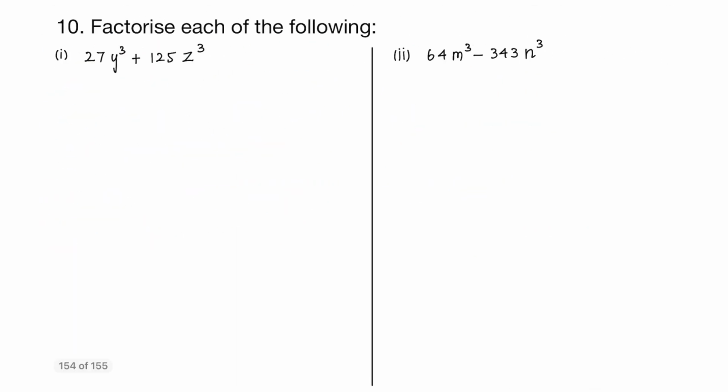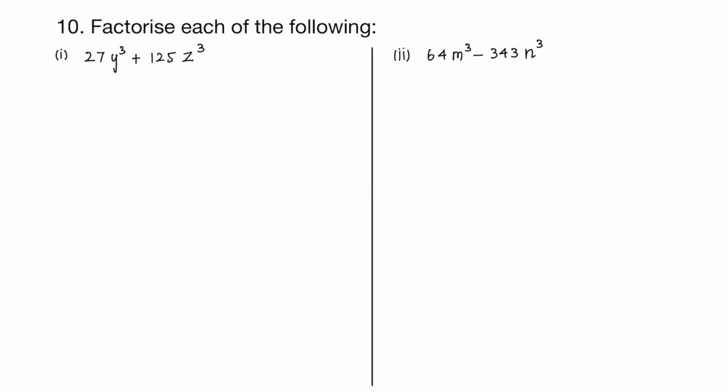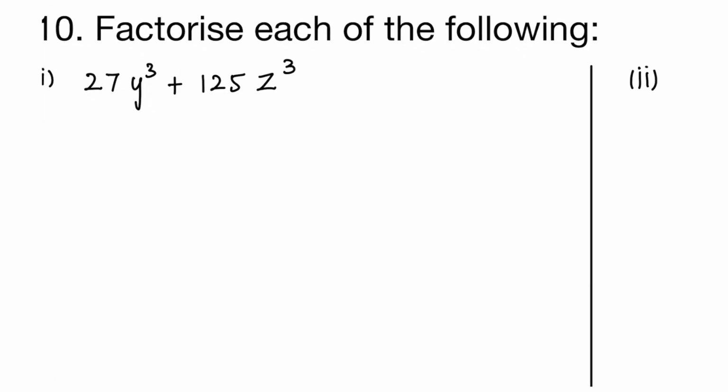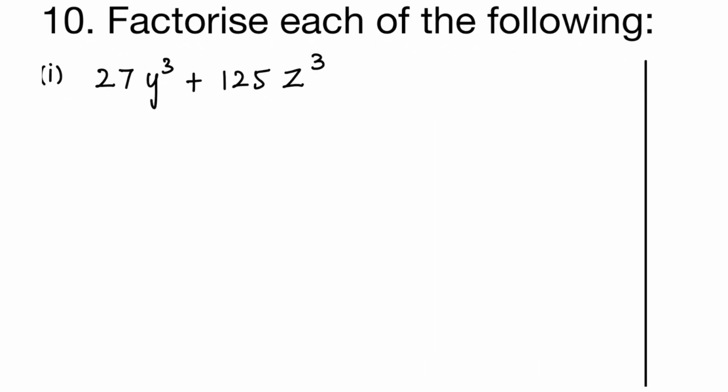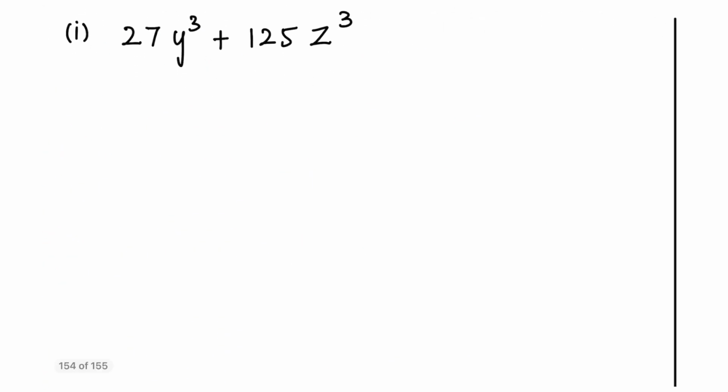Moving on to the next question. This question is an application of the previous question's identities. Okay, we have learned two identities, right? This question is the straight up application of those identities. Okay, factorize each of the following, and this, as you can see, obviously is of the form x cube plus y cube, right? So you can straight away proceed with that.